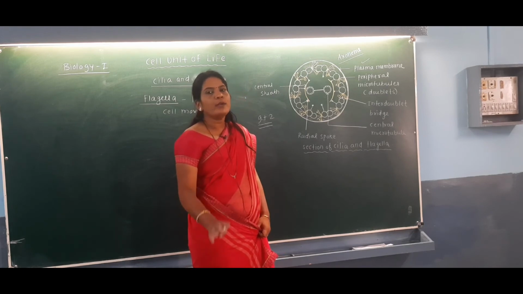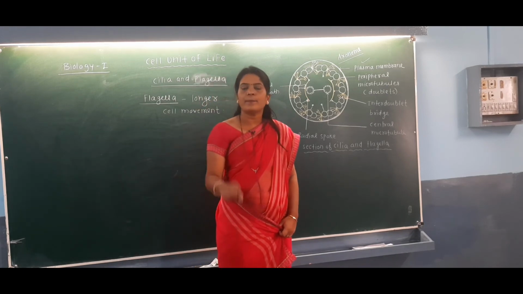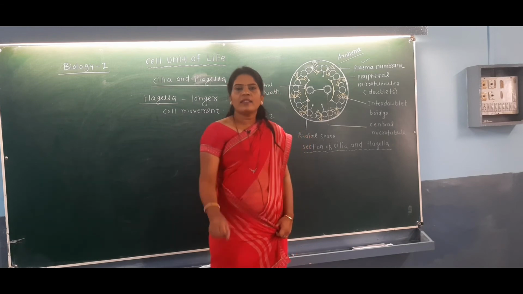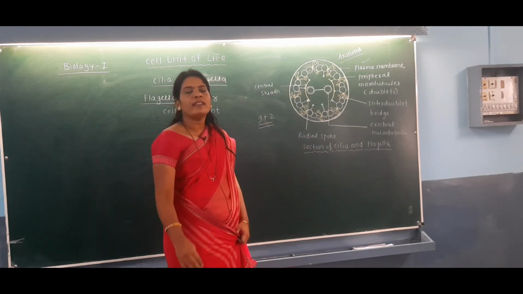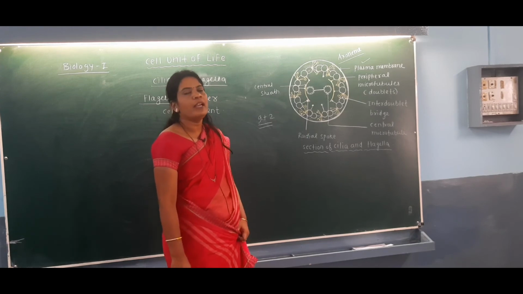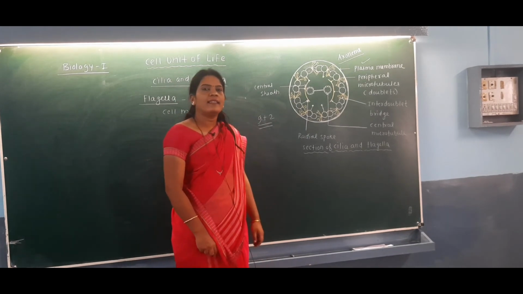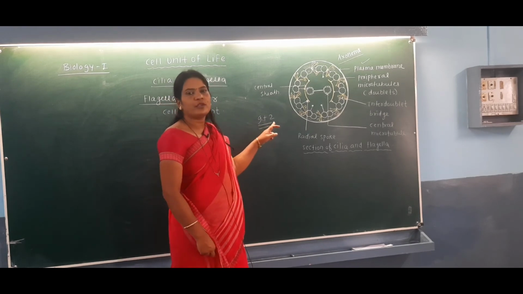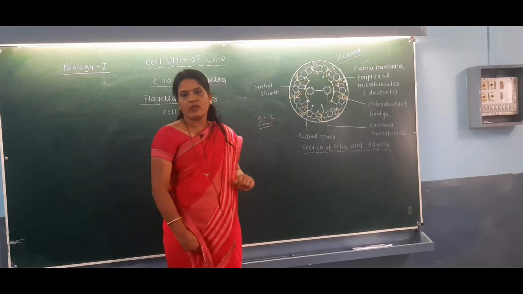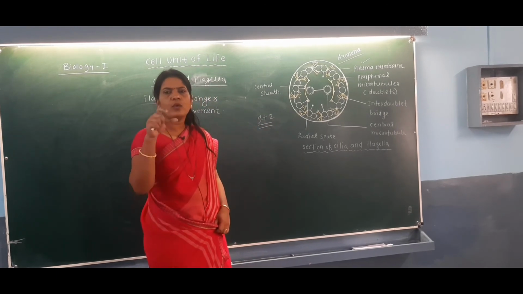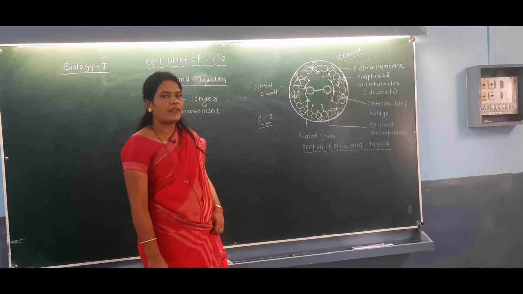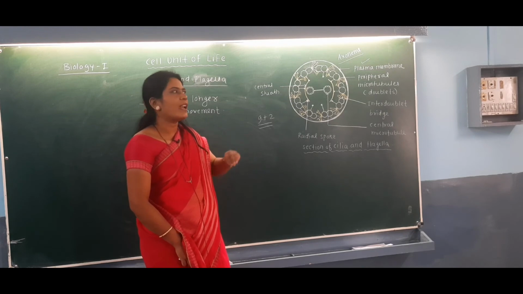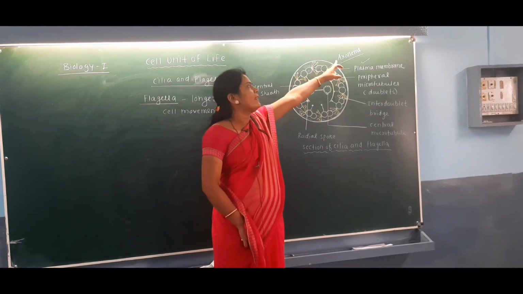So according to this figure, which points are important here? There is a question that in the section of cilia and flagella, what is the arrangement of the microtubules? Then you have to remember that there is an arrangement of 9 plus 2. Second question, what is the core of cilia and flagella? Core means the central part of cilia and flagella. The core of cilia and flagella is called the axoneme.